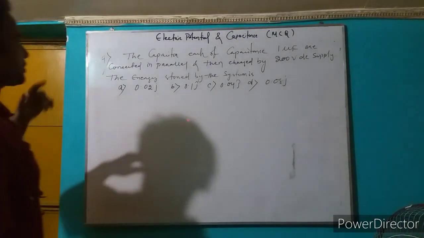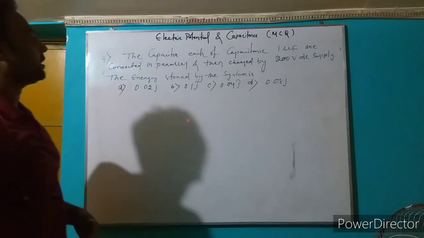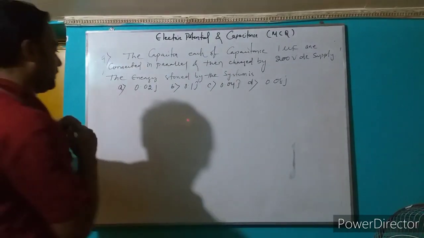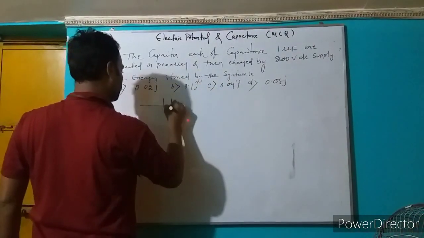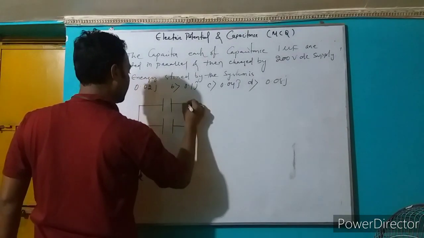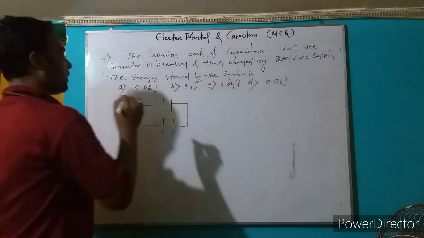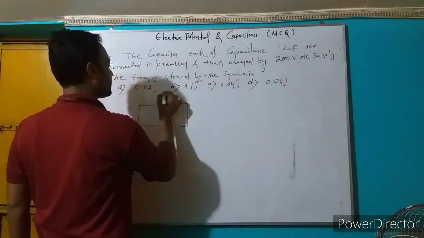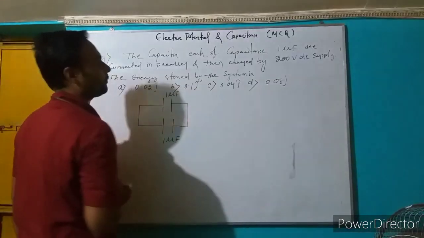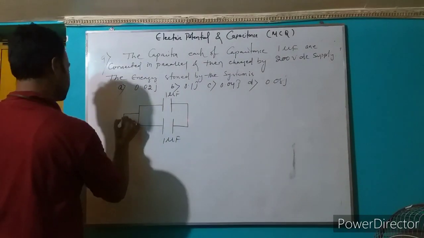Here, the question is based on the capacitor. Two capacitors, each of capacitance 1 microfarad, are connected in parallel. So this is capacitor number 1 and this is capacitor number 2. Both are connected in parallel. Clear? Each has a capacitance of 1 microfarad. Then they are charged by a 200 volt DC supply.